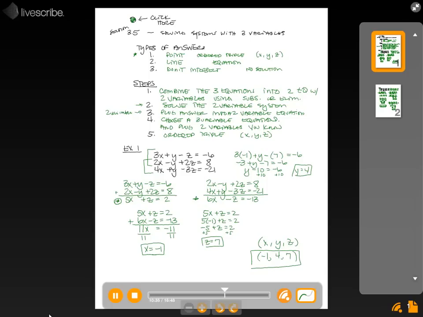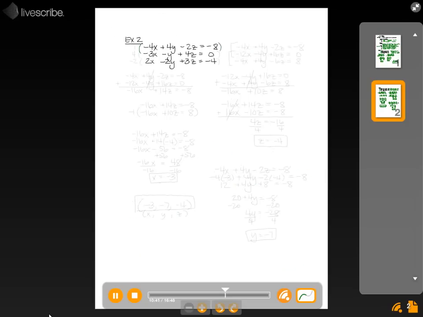So for the top one, I don't need to multiply by anything because it's already 4y. So I'm going to put a 1 out in front so that I know I don't have to multiply through by anything, because multiplying through by 1 is not going to change anything. The second one, it's negative y. I want it to be negative 4, so I'm just going to multiply through by a 4.